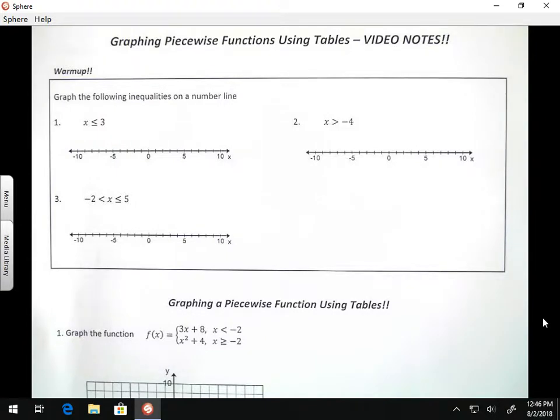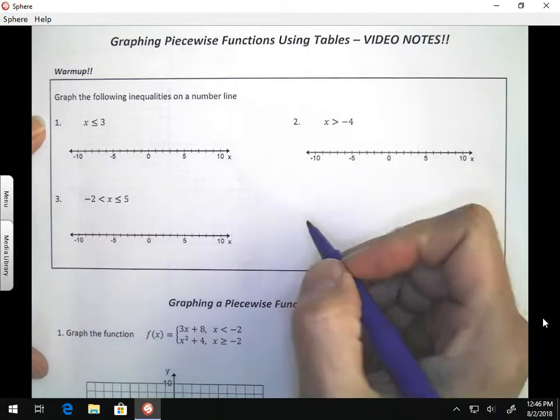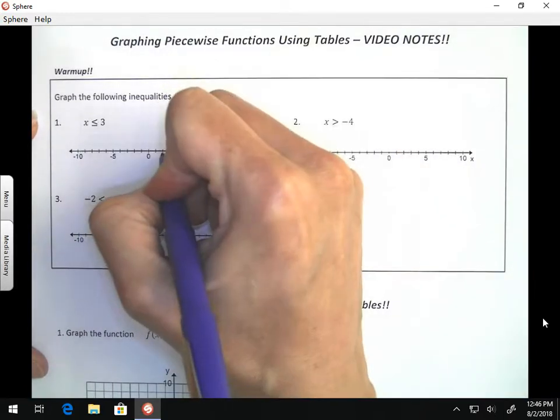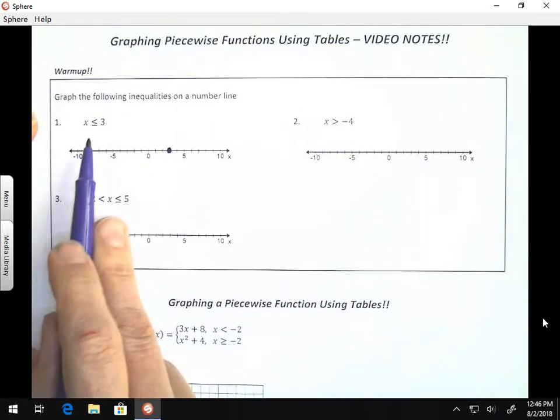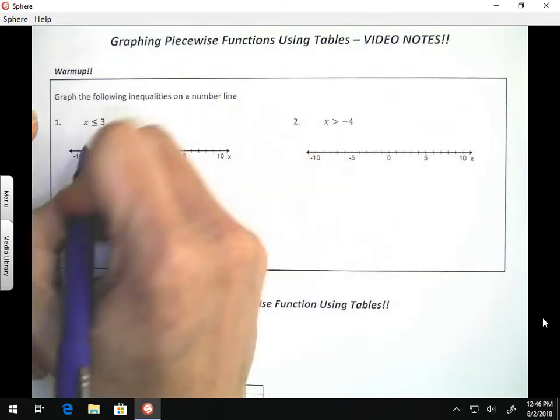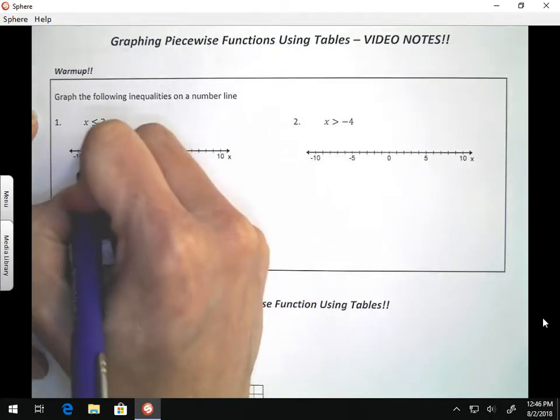The first one says to graph the inequality x is less than or equal to 3. Because we have less than or equal to, that meant we had a closed circle here. Then we know all the numbers smaller than 3 are to the left, so we shaded to the left. So it looked like that.